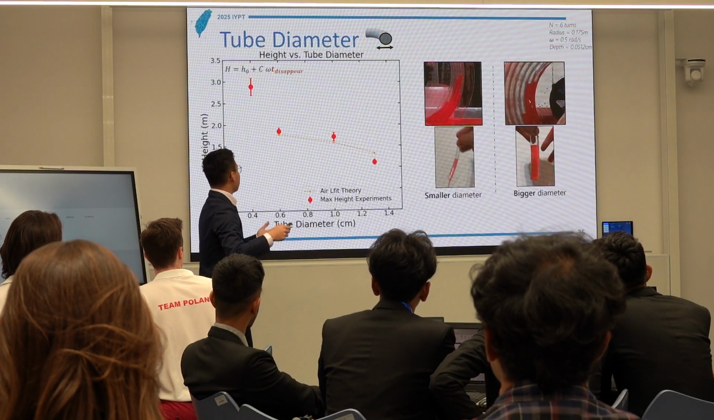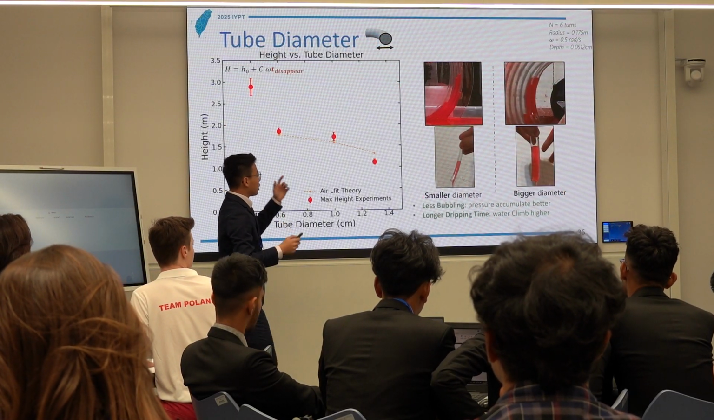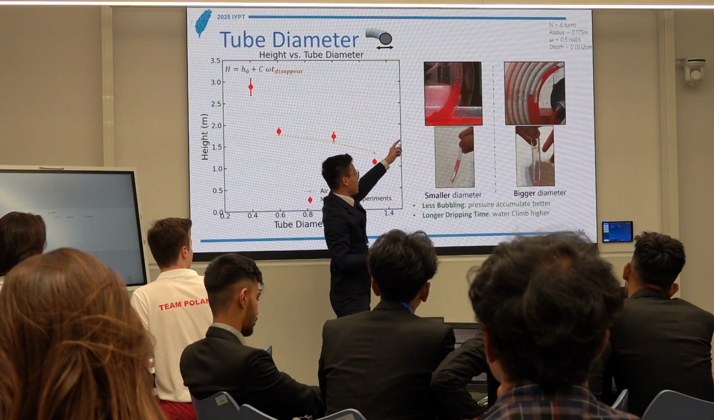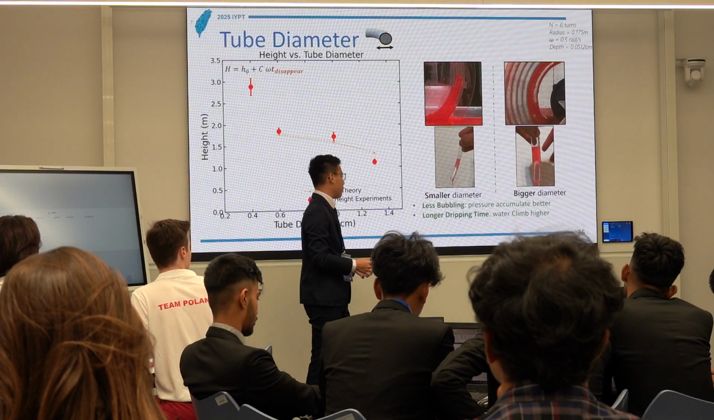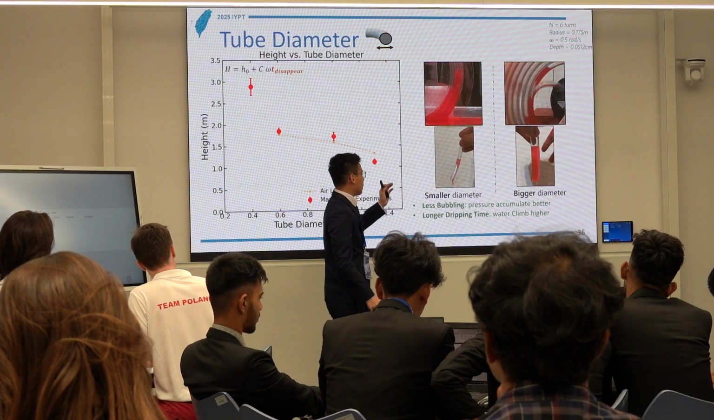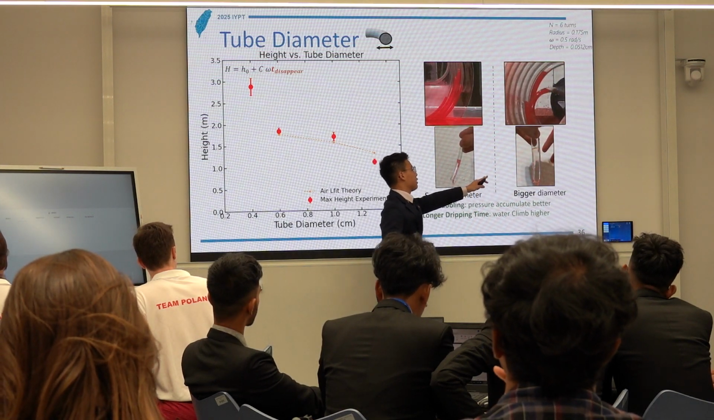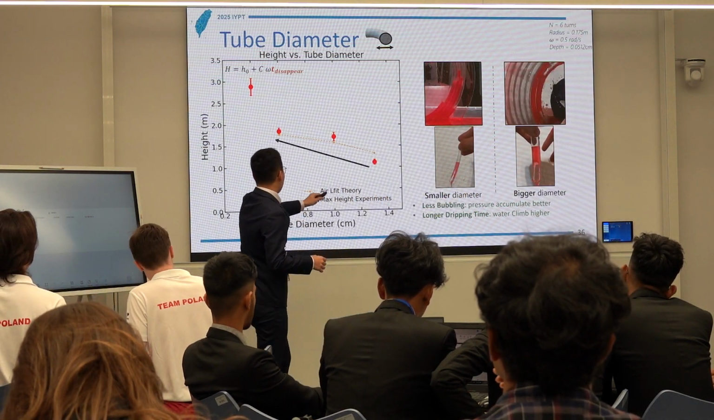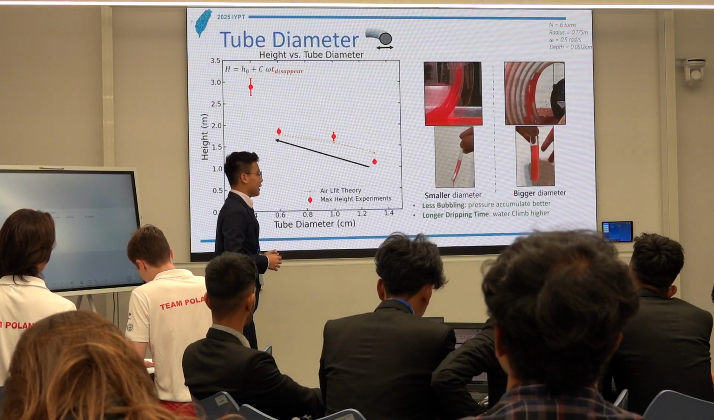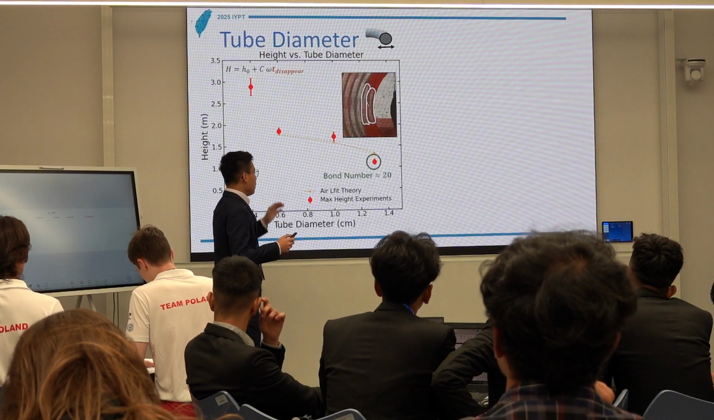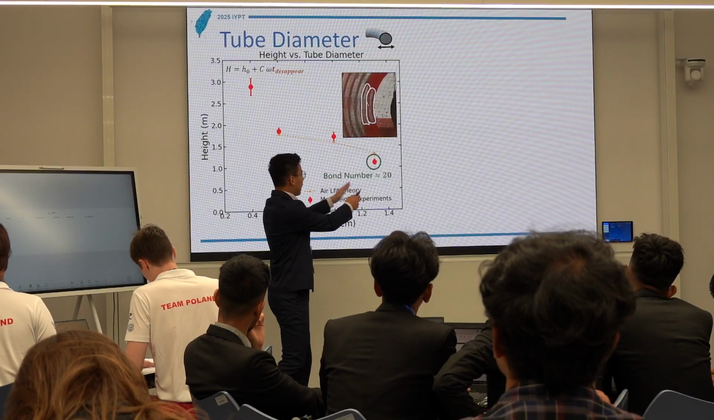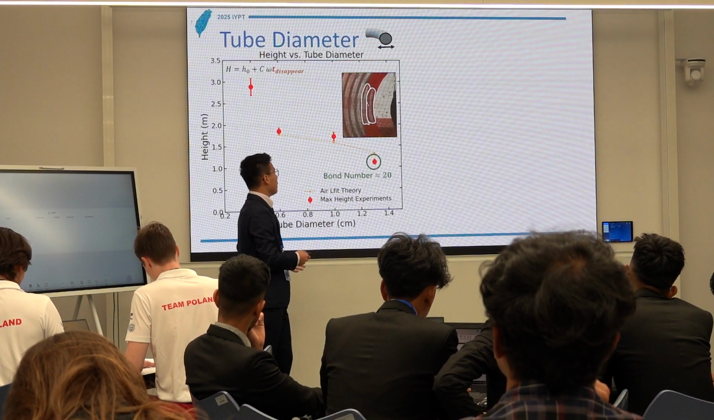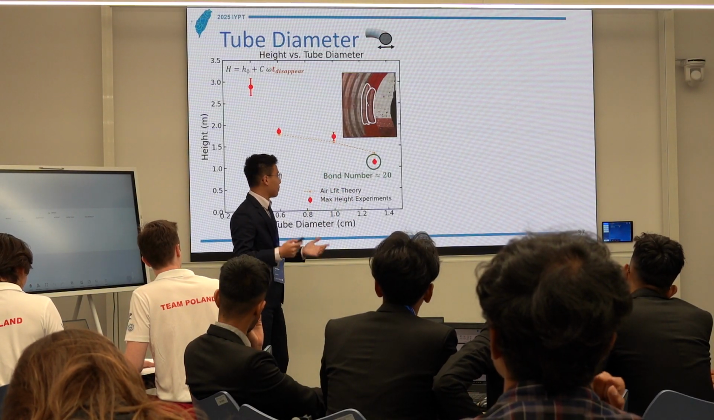Then the final parameter is our tube diameter. For a smaller diameter, we see less bubbling inside the tube, so the pressure could accumulate better. And also, it will have a longer dripping time compared to the thicker one. So that's why if we have a small diameter, we can reach a greater height. For this data, in the larger diameter case, the Bond number is around 20. So that's why we see these big bubbles forming inside.